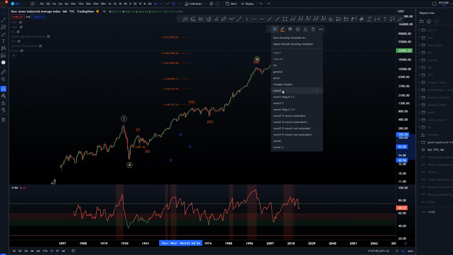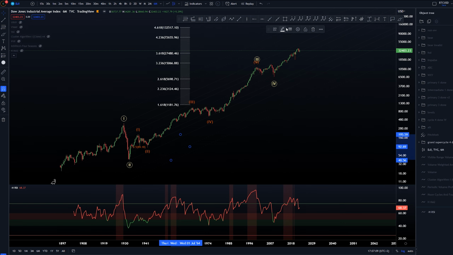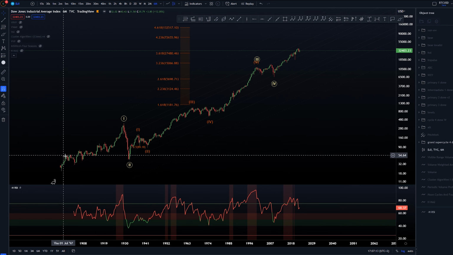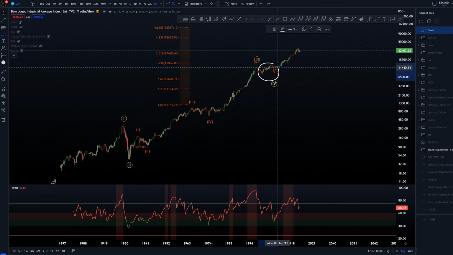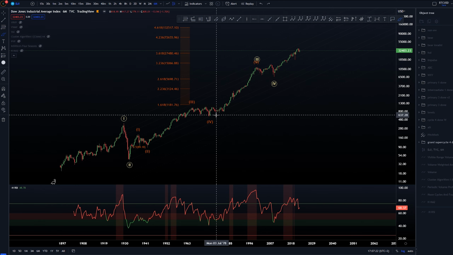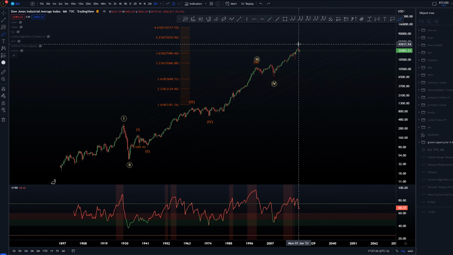Of course it could be a supercycle, but then I'll just downgrade everything that I had previously. It does not really matter to me which and how I'm going to be labeling these on these higher time frames. But keep in mind that this structure here is somewhat comparable to this in size and price.